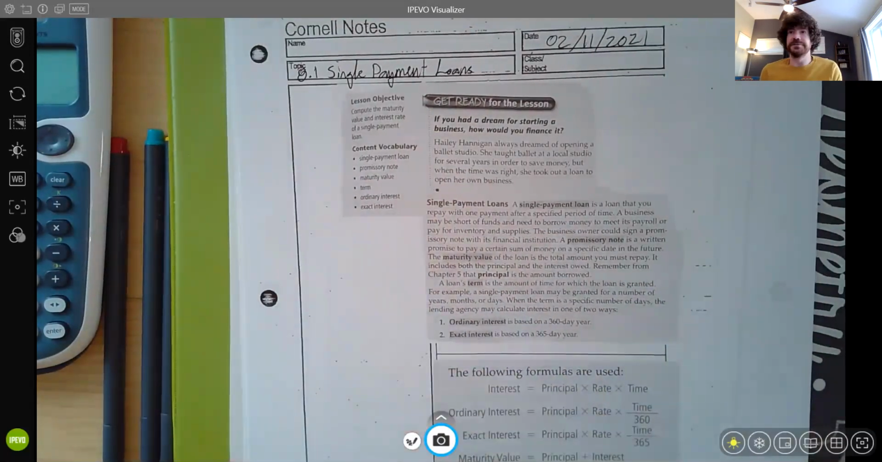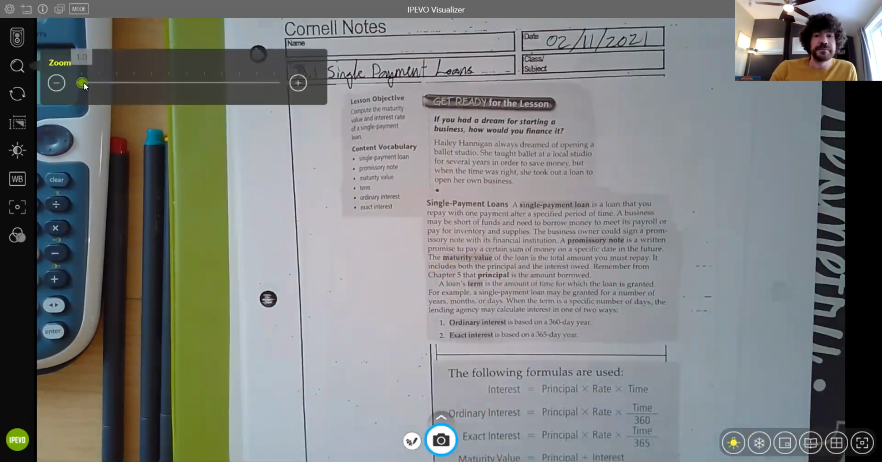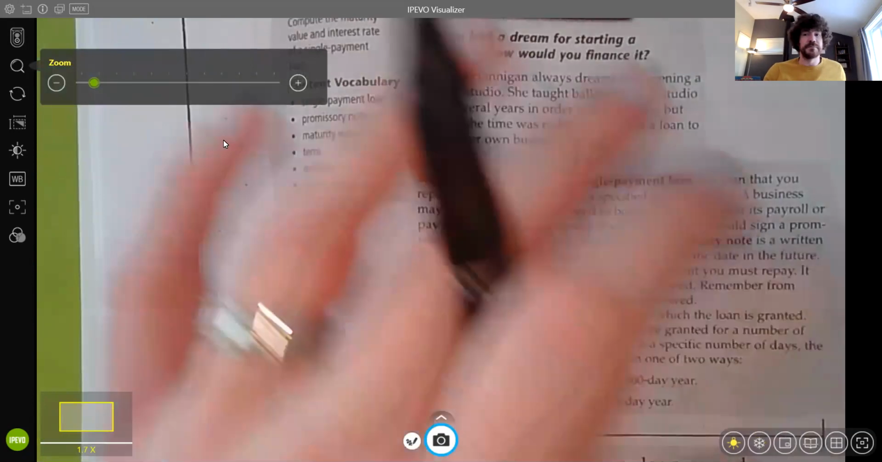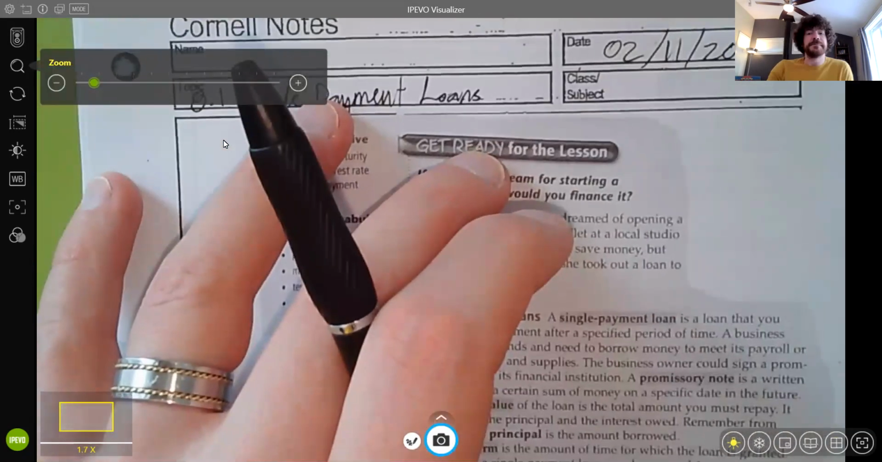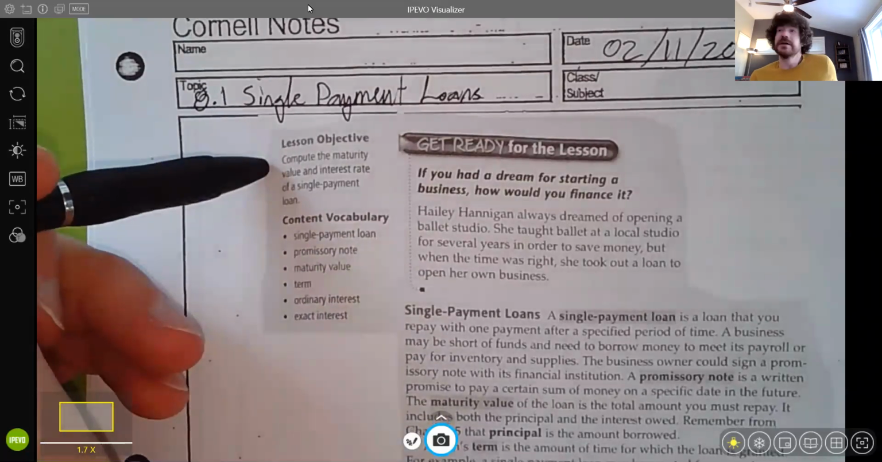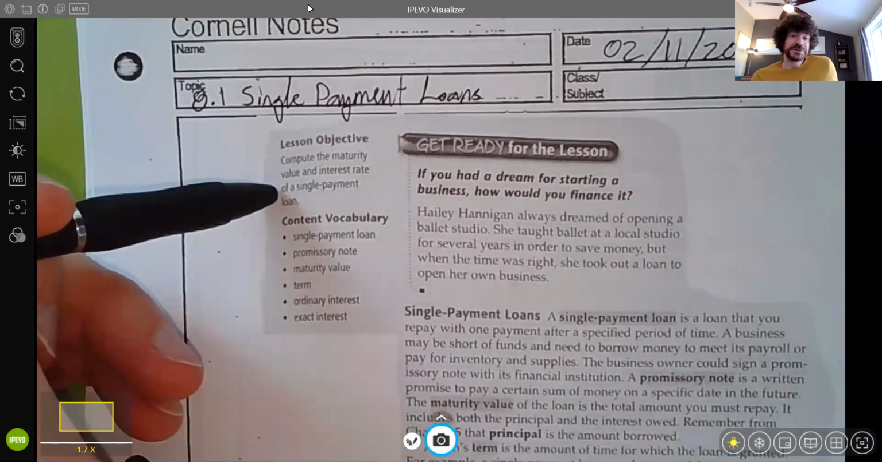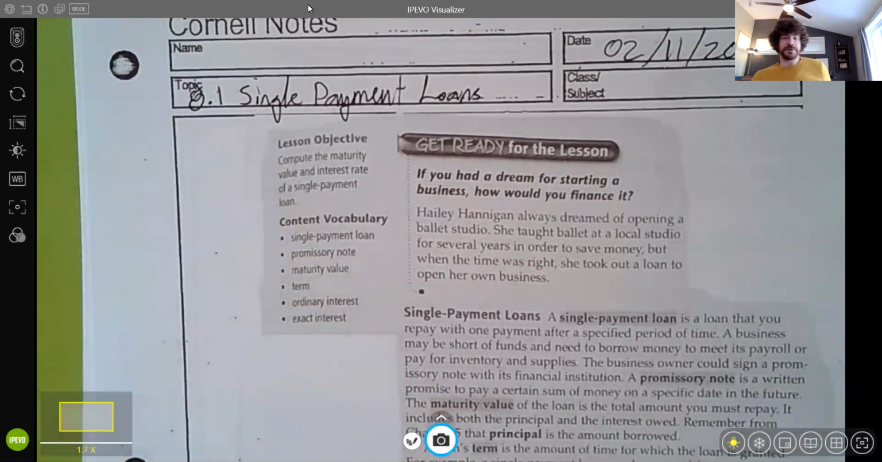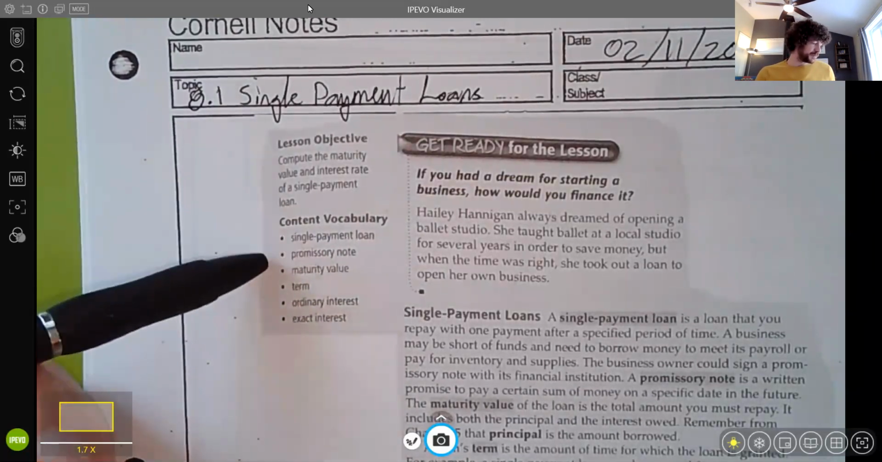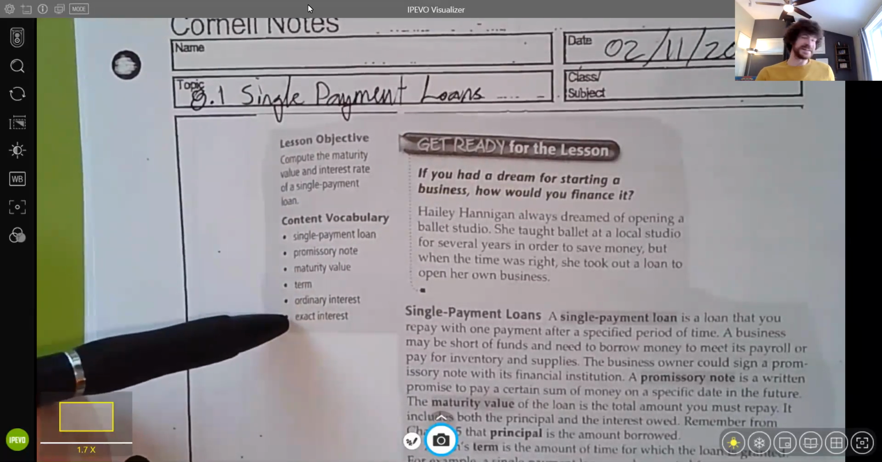I need to zoom in a little bit on this, so bear with me just a second here. All right. So today we are going to be able to compute, as you can see over here, the lesson objective: compute the value or the maturity value and interest rate of a single payment loan. So vocabulary, we have single payment loan, promissory note, maturity value, term, ordinary interest, and exact interest.